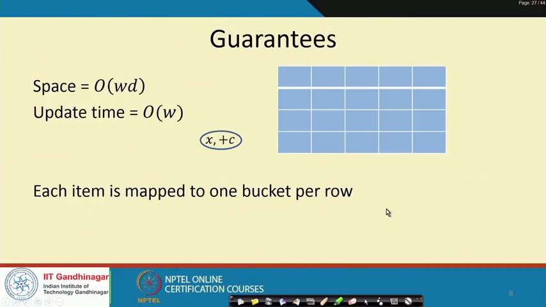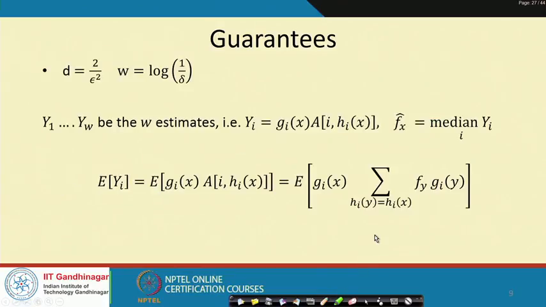So, again the same kind of guarantees for the space as well as the update time, because each item is mapped to one bucket per row. So, it is not a surprise that you get the same kind of guarantees. The question is, what is D and what is W? Again, following the principle that we had, in order to set the values of D and W, first you have to do error analysis. Based on the error analysis, you want to see what is the dependence of W and D on the two typical error parameters, the approximation factor epsilon, as well as the error probability delta.